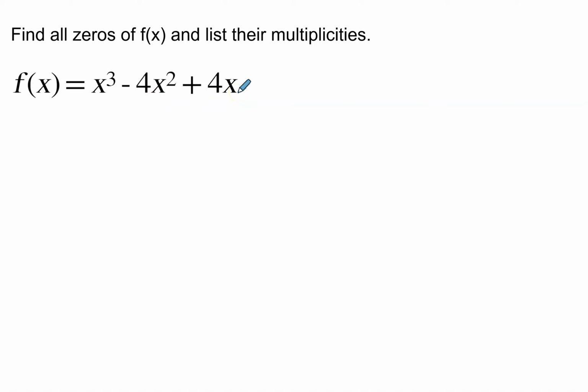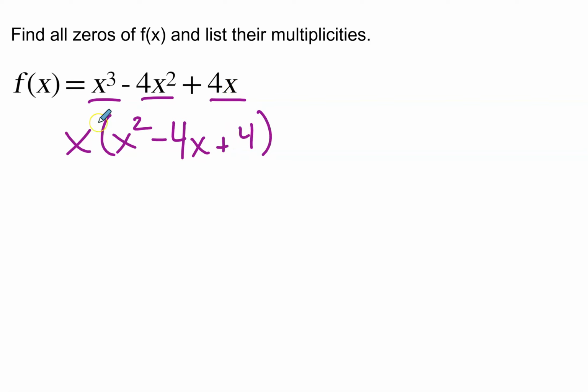So I want to kind of remind us of something called the greatest common factor. Each of these terms has an x in it, which means there's an x that's common that could be factored out. So if I took an x out of x cubed, I would be left with x squared. If I took an x out of 4x squared, I would be left with just 4x. And if I took an x out of this, there would only be a 4 left. There would be no x, right? Imagine if you distributed this: x times x squared is x cubed, x times 4x is 4x squared, x times 4 is 4x.